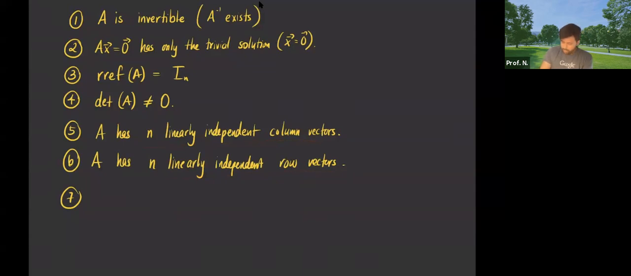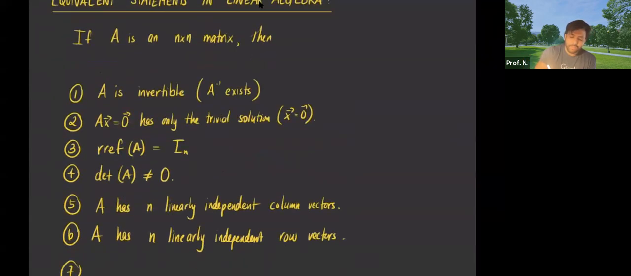Does anybody remember? The basis has n vectors. Yes, we have a full set of bases. We have n vectors. That's actually pretty good. So we can write that down. So the basis, but of what though?